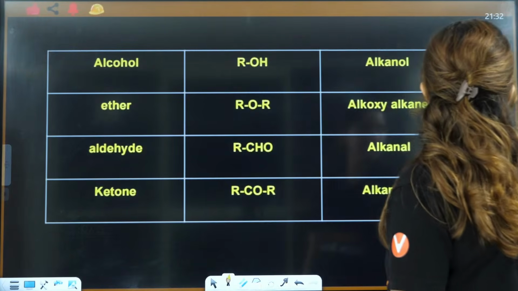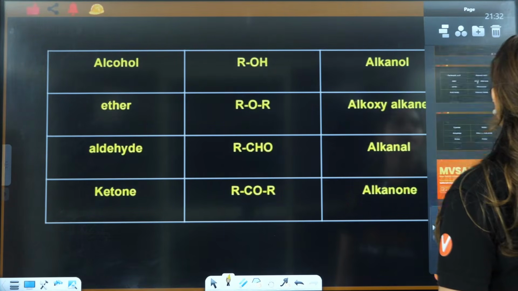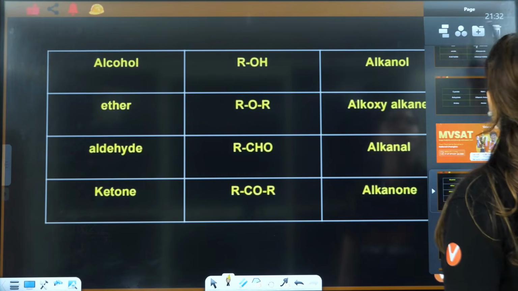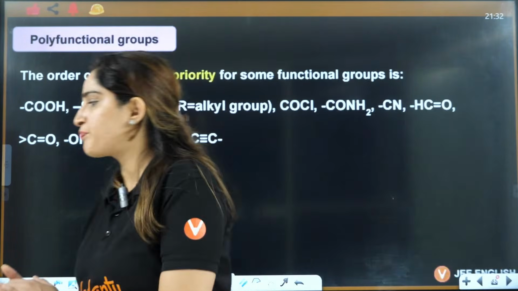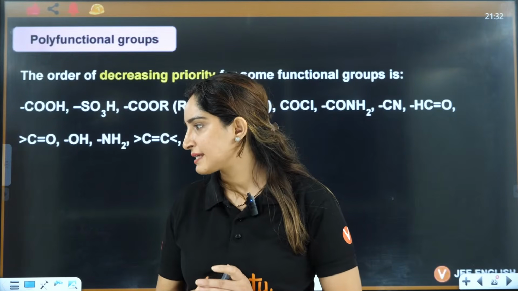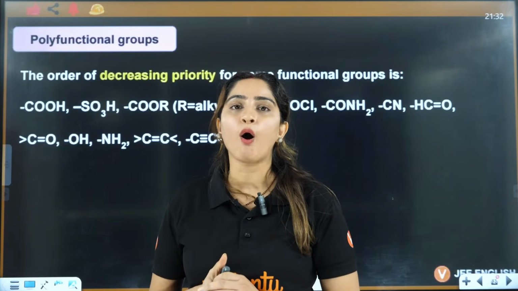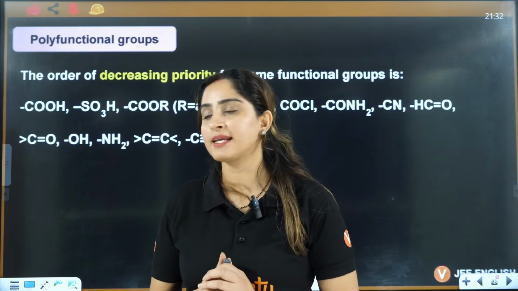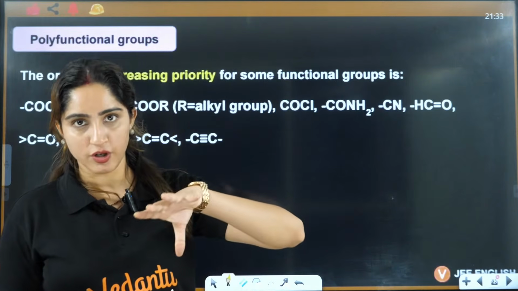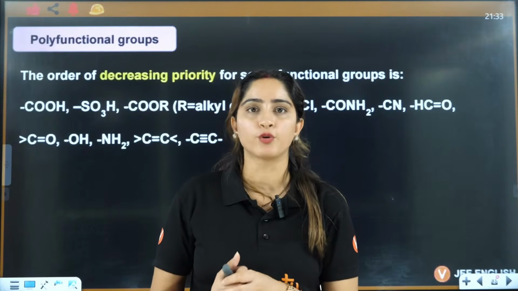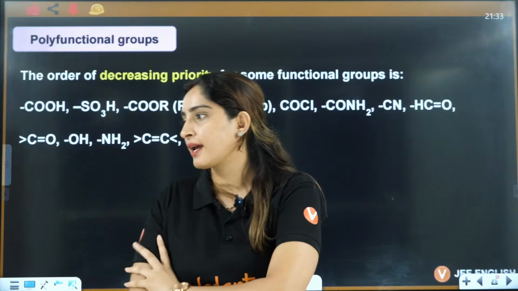Now let's understand, wait a minute, is this repeated? Have we discussed this? Alcohol, this we have written before also. Now let's discuss polyfunctional groups, right? Polyfunctional group means in one structure you will have more than one functional group, right?